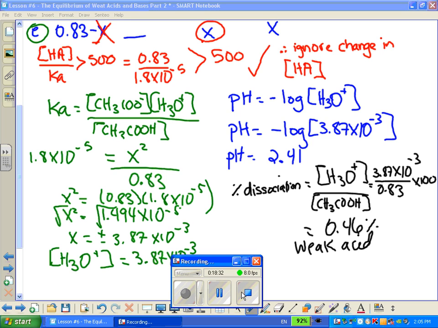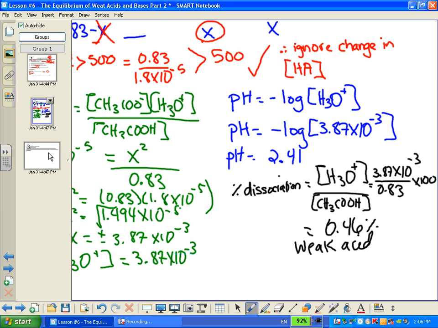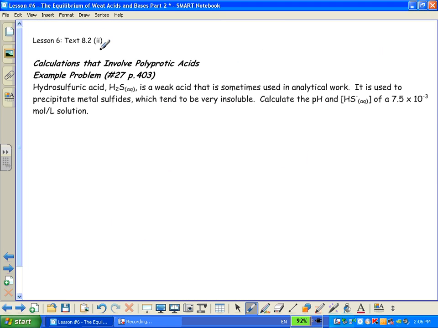So we're going to move on to the next question. Okay, so this question can be found on page 403. It's question number 27. You might run out of room on this question, so I don't know if you want to do it on a separate piece of paper because it does take up a lot of space.